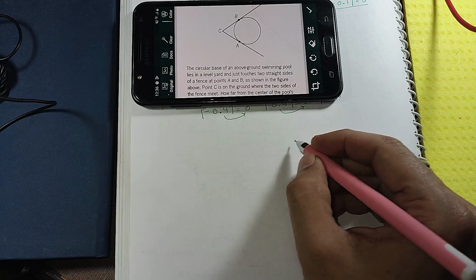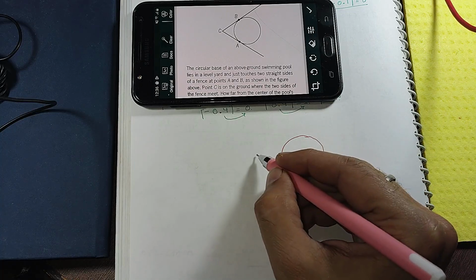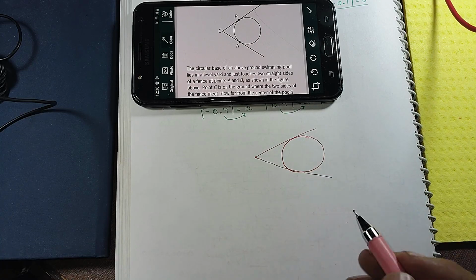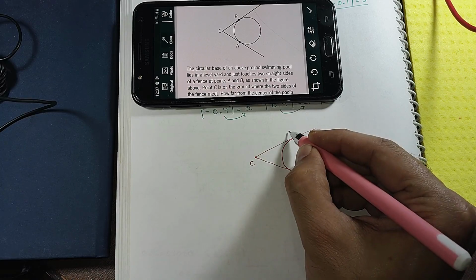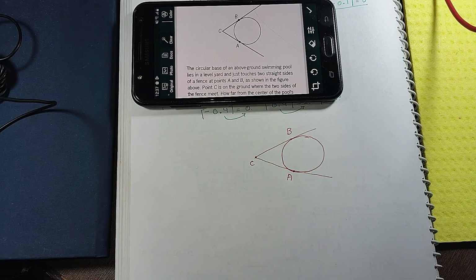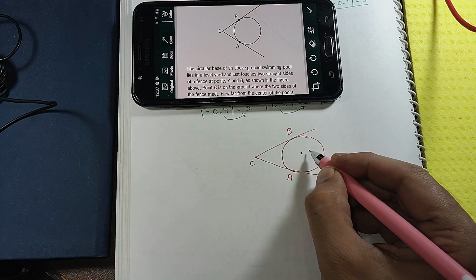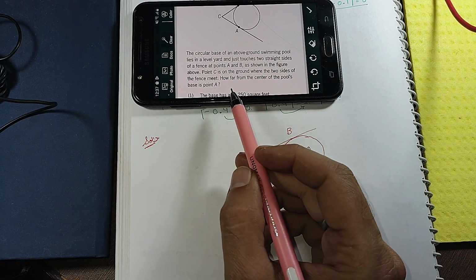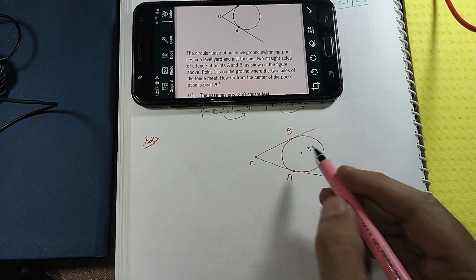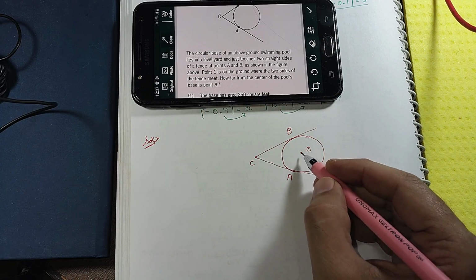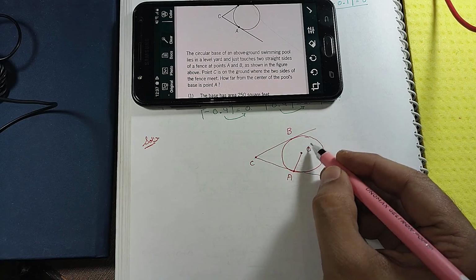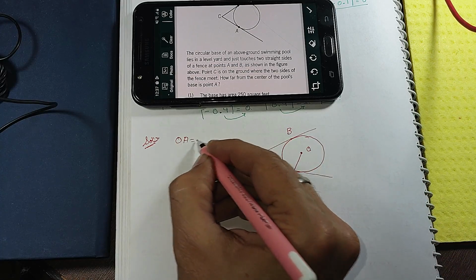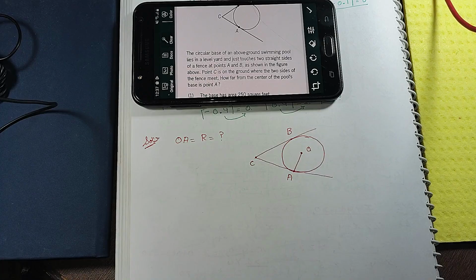So let us first draw the figure. This is a circular swimming pool and here is point C. From here, if I draw two tangents, this is C, this is B, and this is A, right? Now this is the center O. What we need to find is how far point A is from the center of the pool's base, which is also the radius of this circle. So let us suppose OA to be R, and we need to find the value of R, right?